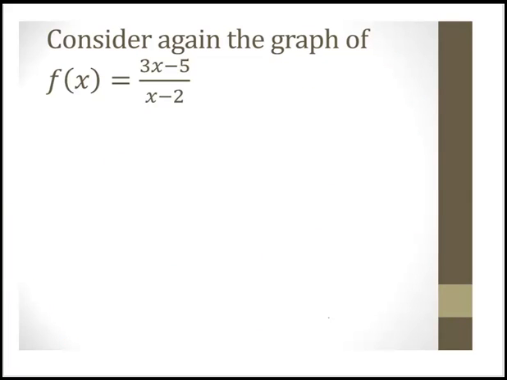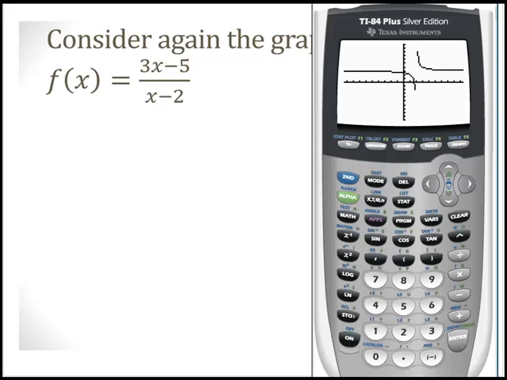All right, let's go back to that graph and take another look at it. Notice that as x becomes very large, either positive or negative, we appear to get almost a horizontal line.